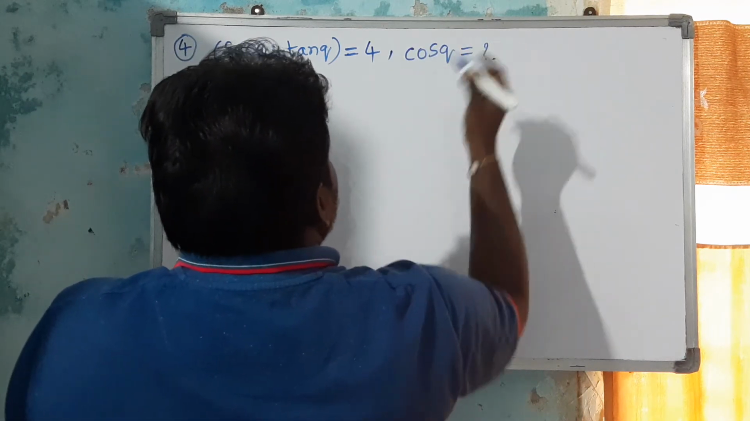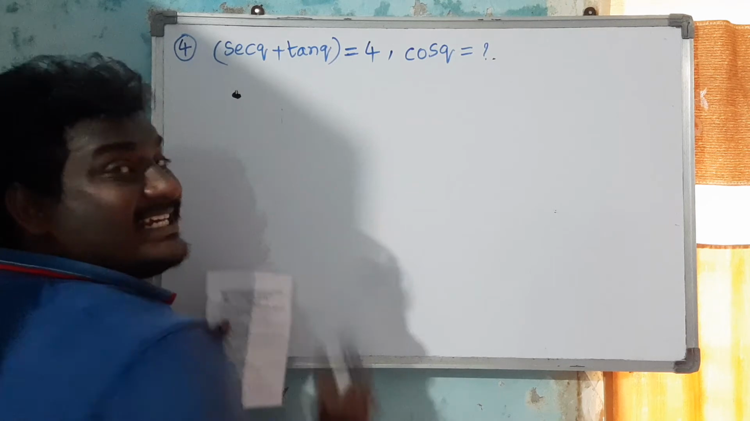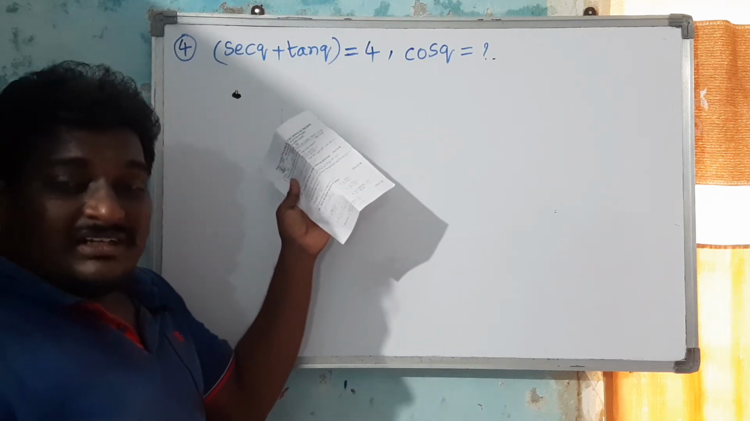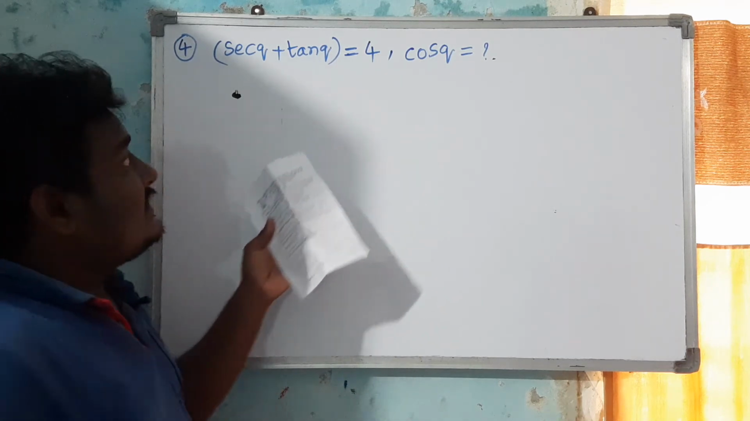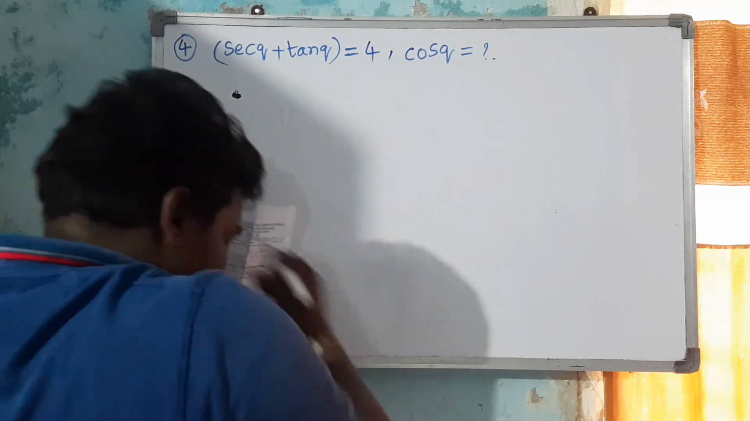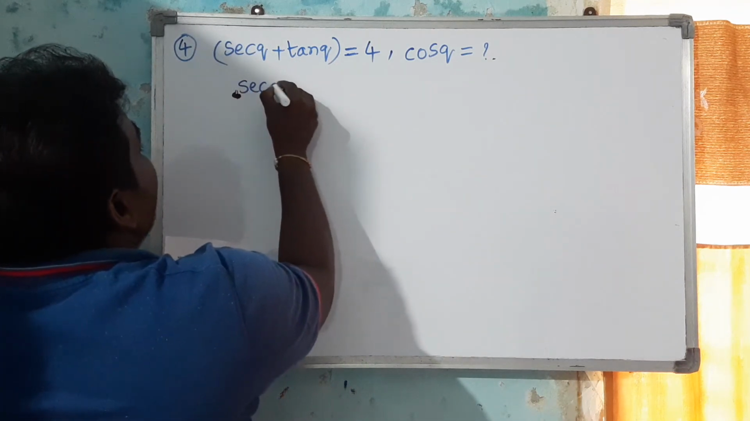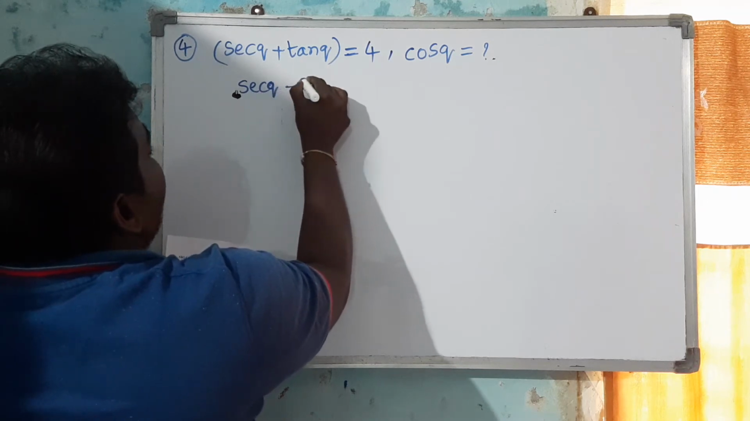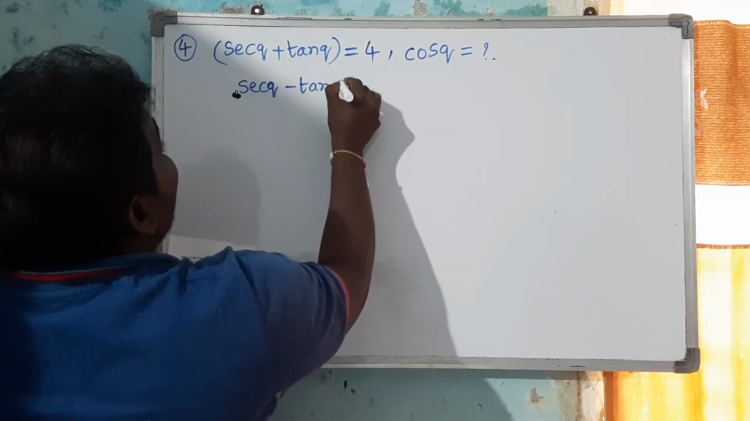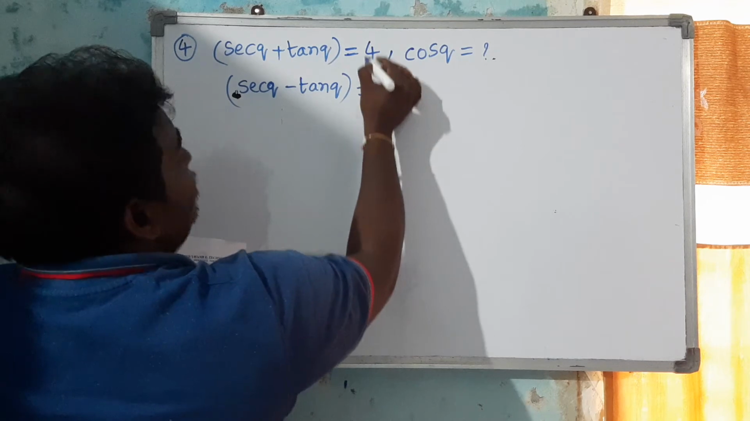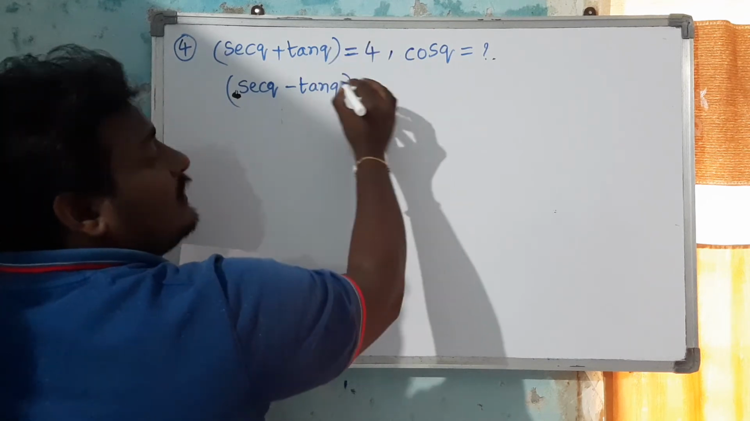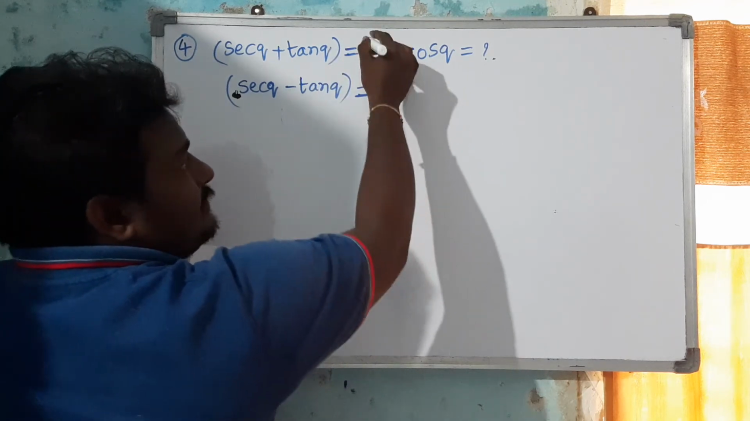I have already told you in the identity. If secant q plus tan q equals 4, then secant q minus tan q will be the reciprocal of this one. If it is x, 1 by x. If it is 4, 1 by 4. If it is p, 1 by p.